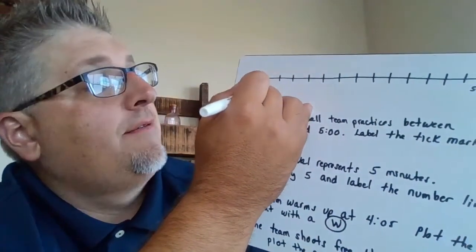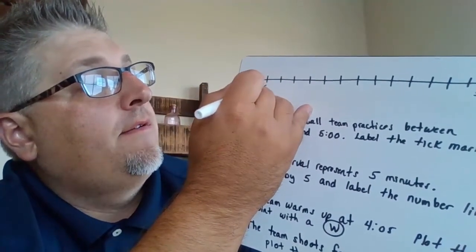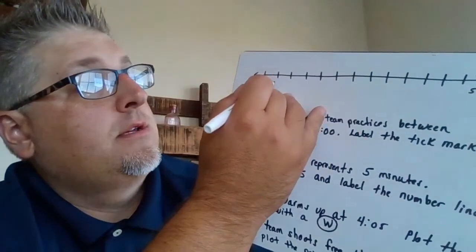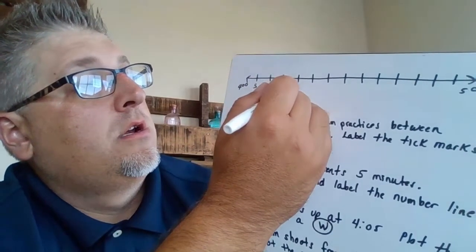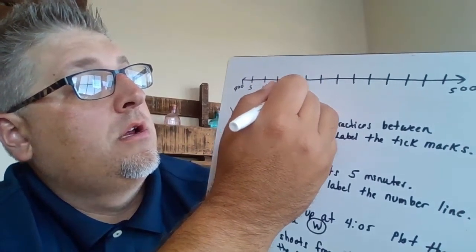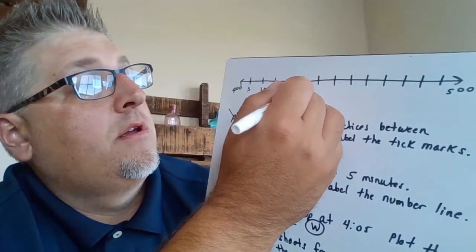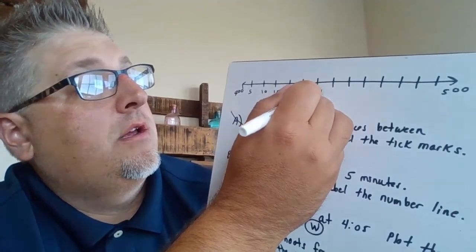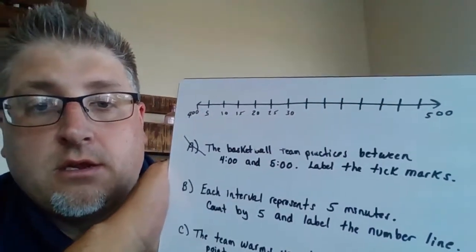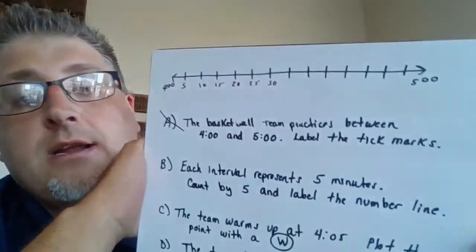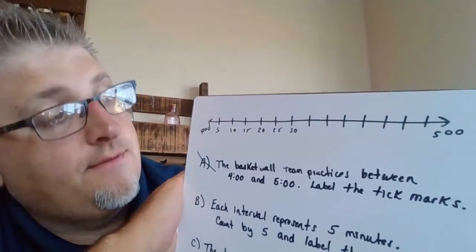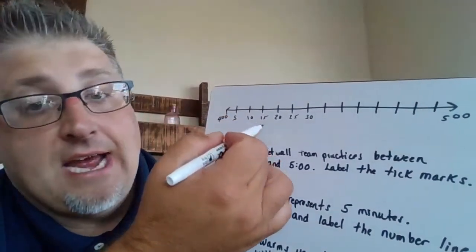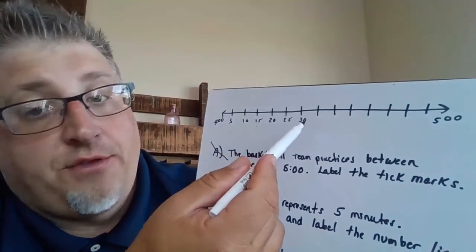So here we're going to have 5, 10, 15, 20, 25, 30. I'm going to stop right there so you can see it. Okay, I'm just going through the number line. Okay, and I'm just adding 5. I'm counting by 5. So 5, 10, 15, 20, 25, 30.